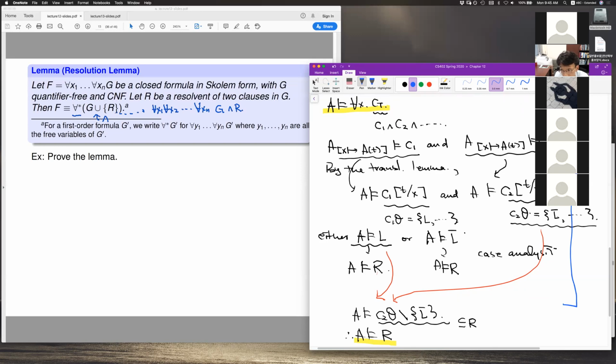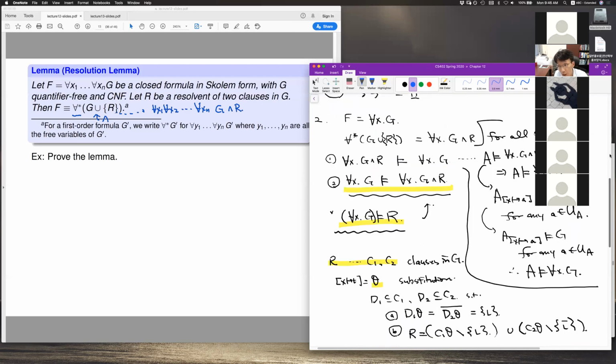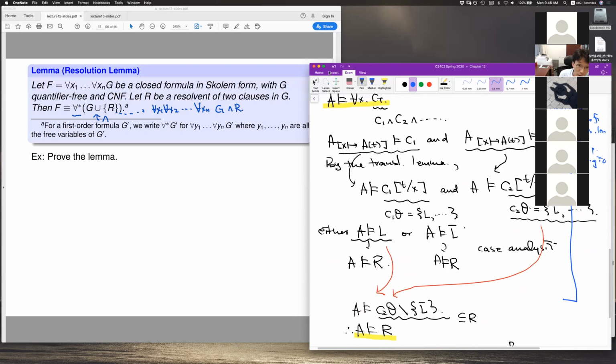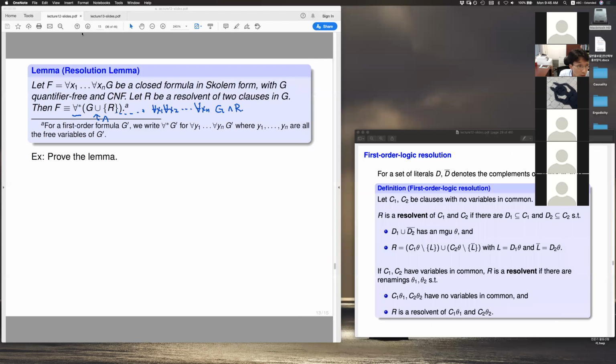This is essentially the same as the proof of the resolution lemma for propositional logic, which is really based on the case analysis. Okay, so that's how this theorem is proved.